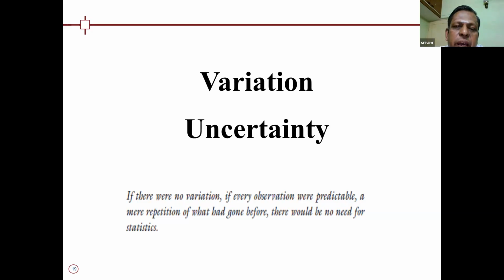And this variation causes uncertainty. Variation between therapies, variation between processes, variation between medical devices used, laboratory equipment, so many variations. There are different types of variation. This variation causes the uncertainty. So that is why it is very difficult to generalize to the population. We try to quantify that uncertainty using statistics.